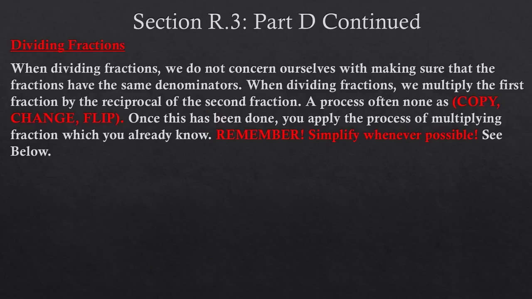Dividing fractions. When dividing fractions, we do not concern ourselves with making sure that the fractions have the same denominators. When dividing fractions, we multiply the first fraction by the reciprocal of the second fraction, a process often known as copy, change, flip. Once this has been done, you apply the process of multiplying fractions, which you already know. Remember, simplify whenever possible. For example, divide 8 over 7 by 2 over 9.